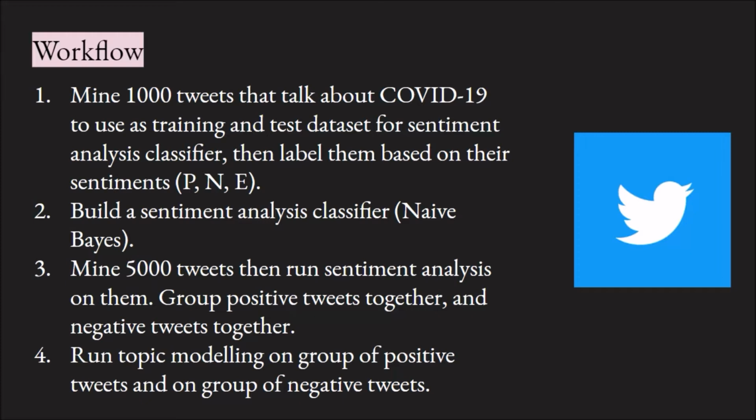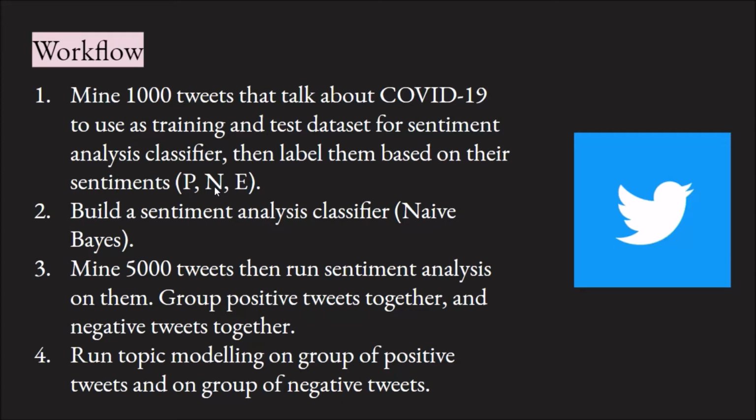To run the sentiment analysis, I had to build a sentiment analysis classifier that uses naive Bayes, which is supervised. That means that I had to mine 1,000 tweets first and then label them manually one by one based on their sentiments. There are 3 sentiments: positive, neutral, and negative. So P for positive, N for negative, and E for neutral.